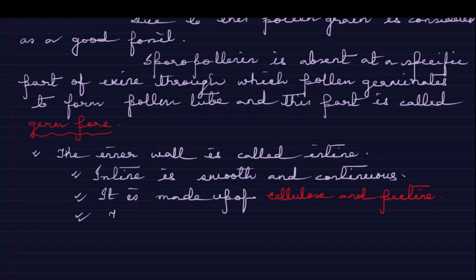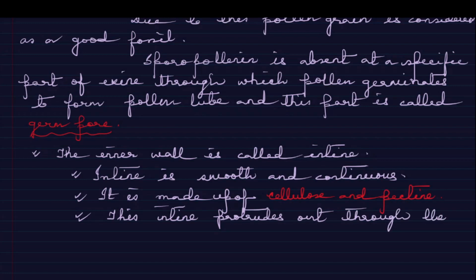Another point: this wall, this intine, protrudes out through the germ pore to form the germ tube, the pollen tube. This is all about intine.